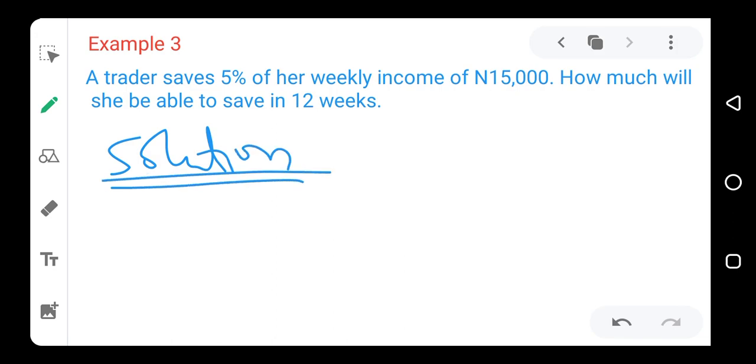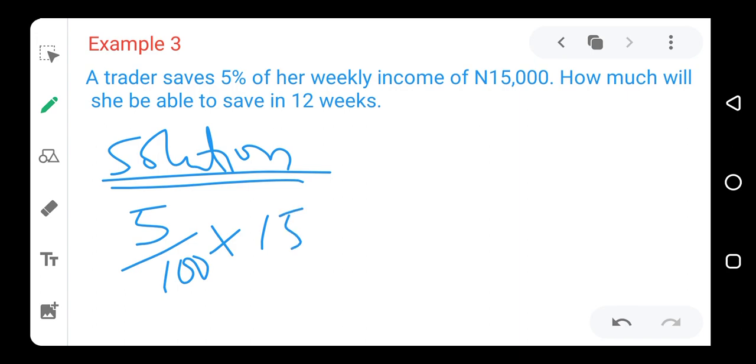A trader saves 5% of her weekly income. Now, what is the amount saved weekly? They gave us the amount in percentage. In our previous lessons, we learned how to determine the percentage from an amount given. For you to determine the percentage from the amount given, you write the percentage, divide it by 100, and multiply by the amount, which is now 5% of 15,000 is equal to 5 divided by 100 multiplied by 15,000.